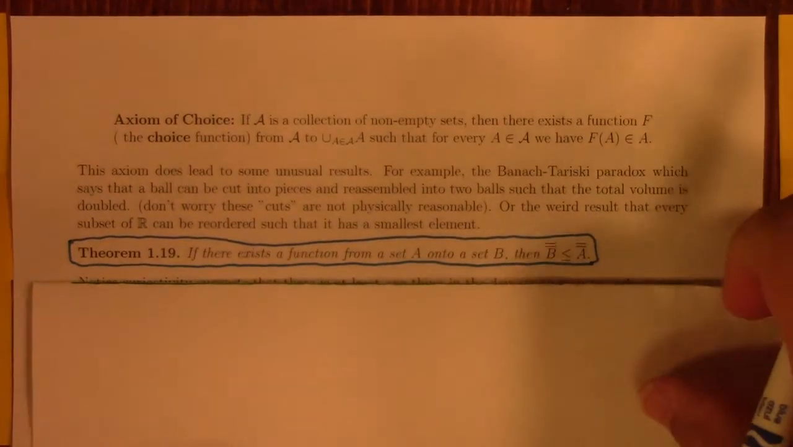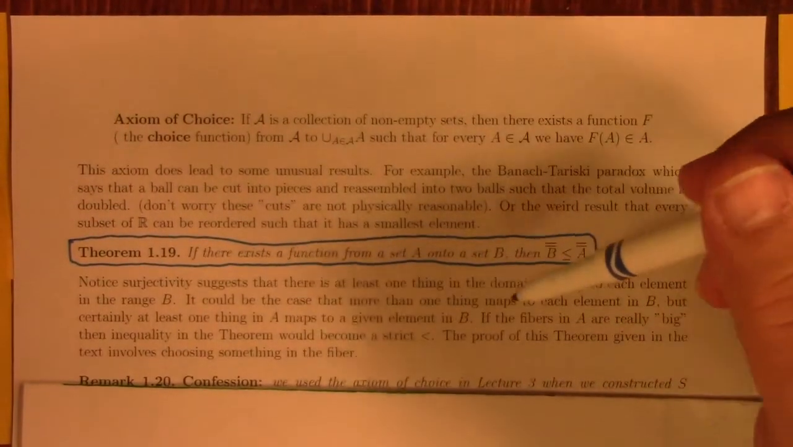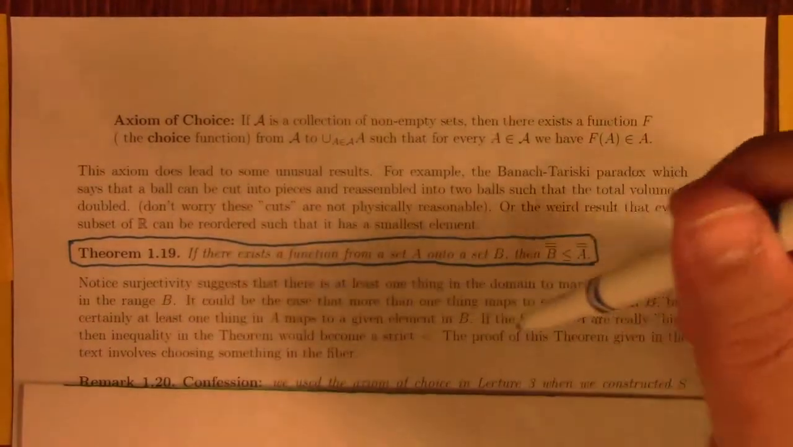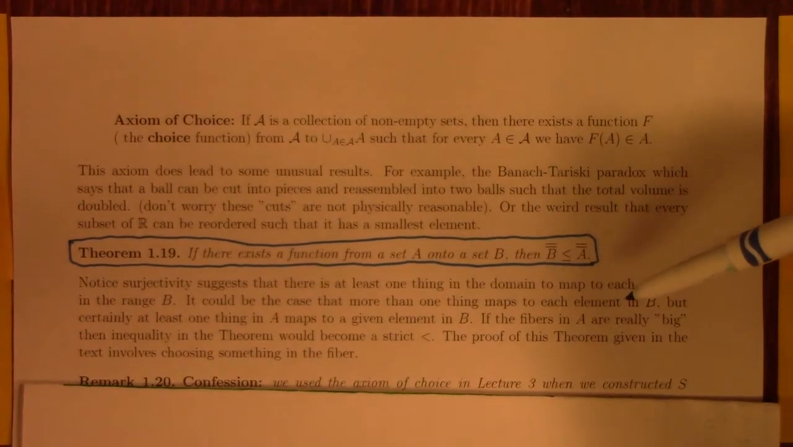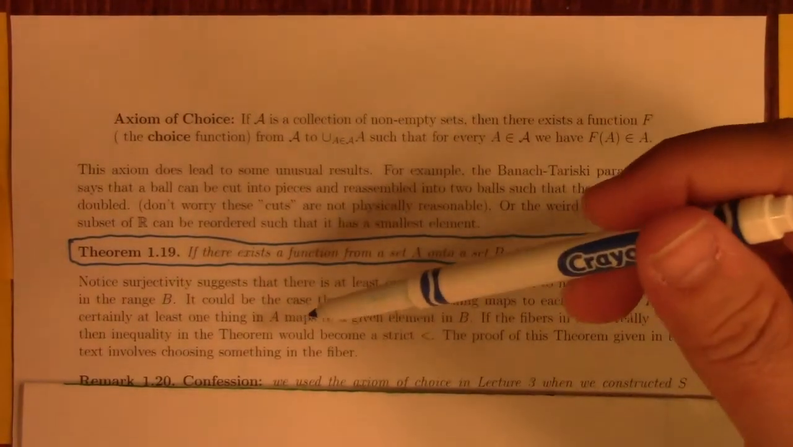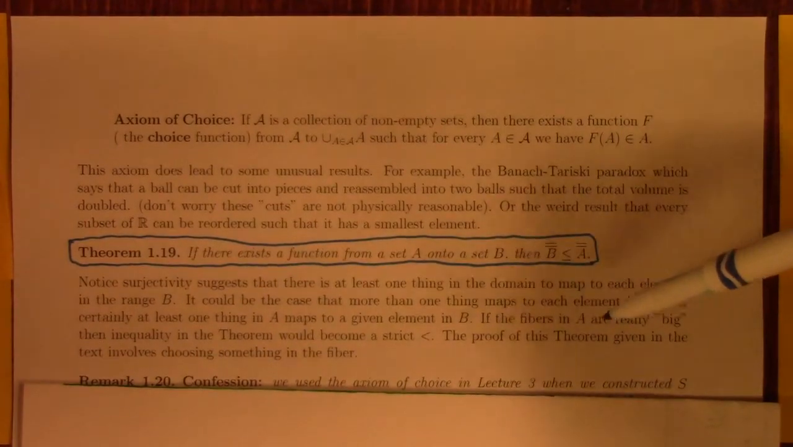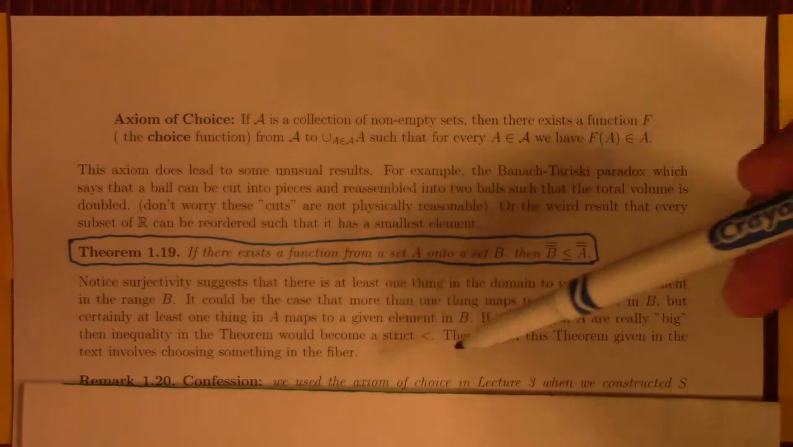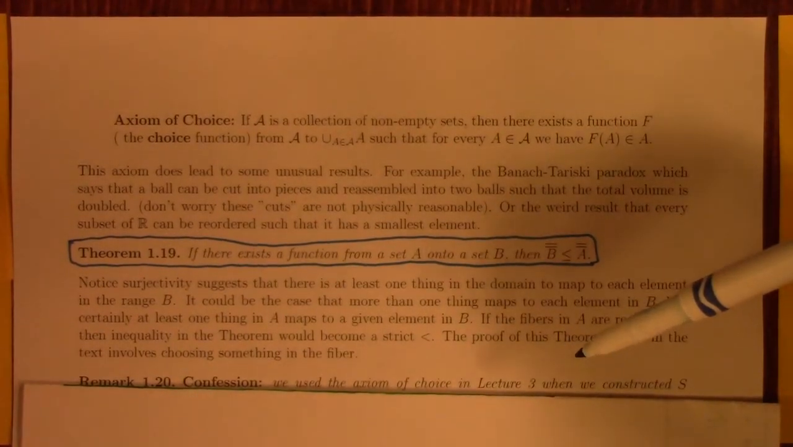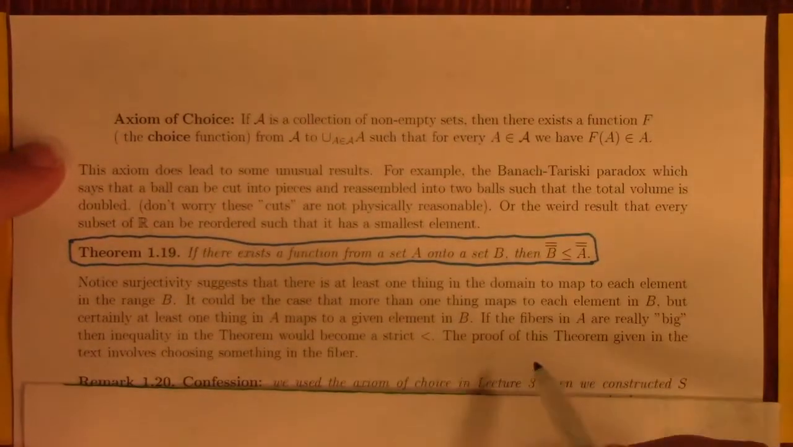the domain. So surjectivity suggests that there's at least one thing in the domain to map to each element in the range. Of course, it could be the case that more than one thing maps to each element in B, but certainly one thing in A maps to a given element in B. So if the fibers of A are really big, then the inequality would become a strict inequality.